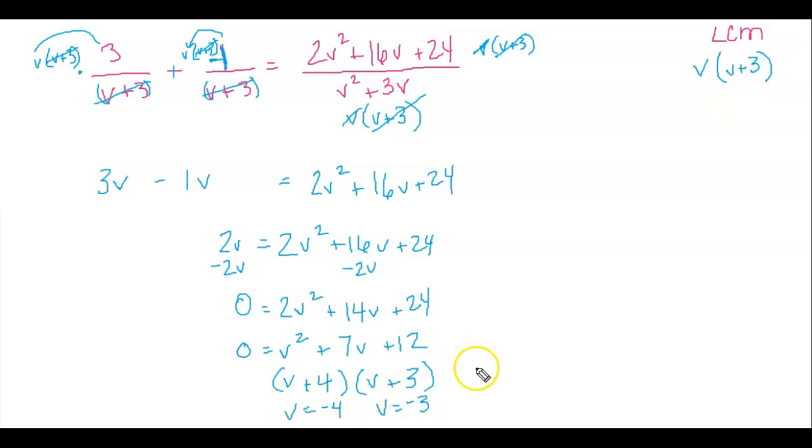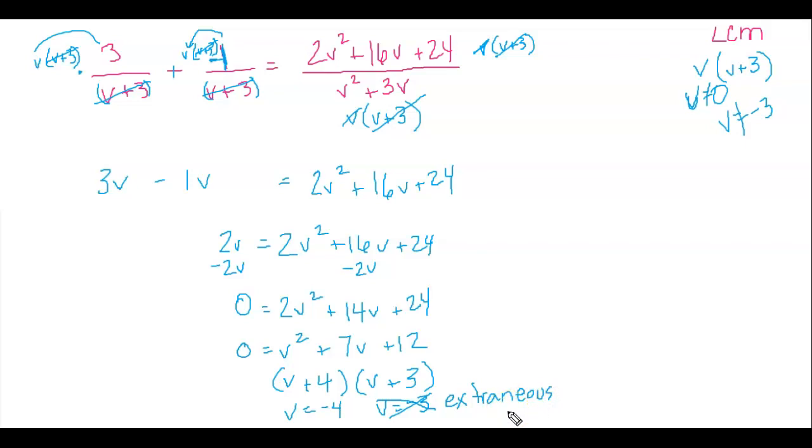So we should always check and see if any of these numbers won't work. And what I notice is that v is not allowed to be 0 and v is not allowed to equal negative 3. So this is one of the restricted numbers. This is going to be extraneous. Please make sure that you realize if something is extraneous, it is not a solution.